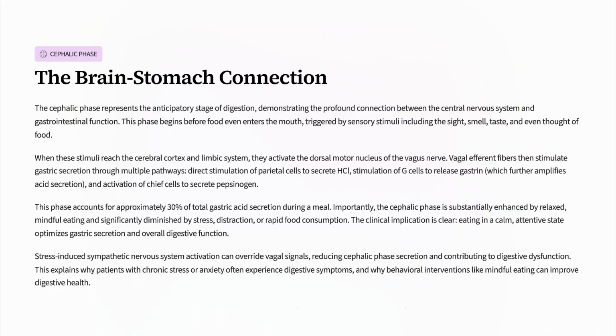The cephalic phase demonstrates the powerful connection between the brain and stomach. Even thinking about food can trigger gastric secretion. Sensory stimuli activate the vagus nerve, which signals the stomach to begin producing acid and enzymes. This preparatory response ensures the stomach is ready to receive and process food efficiently. Disruptions in this phase can affect overall digestive function.